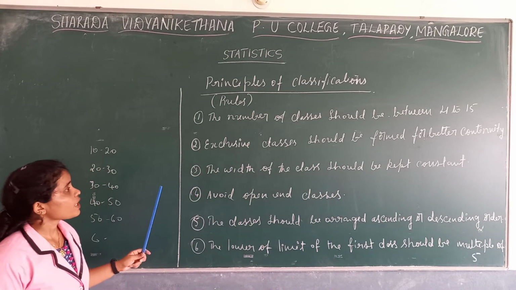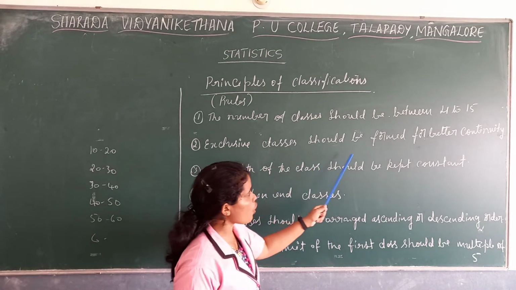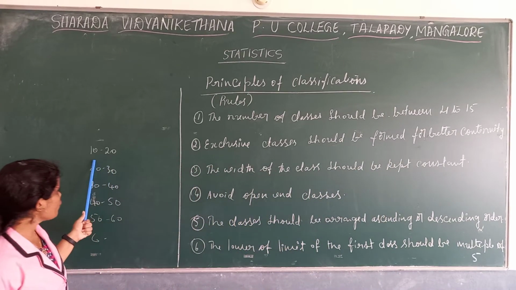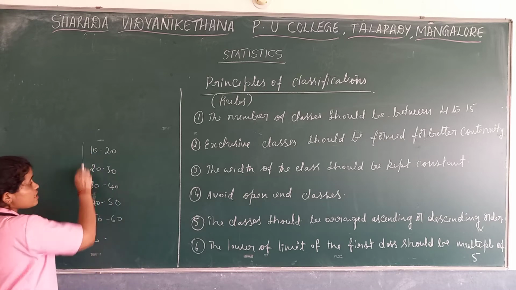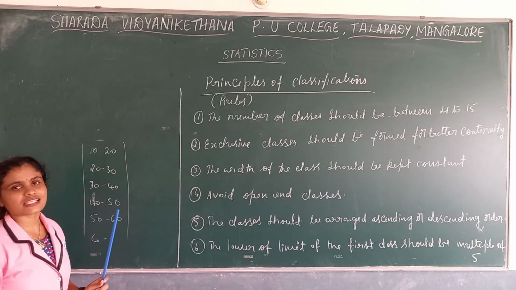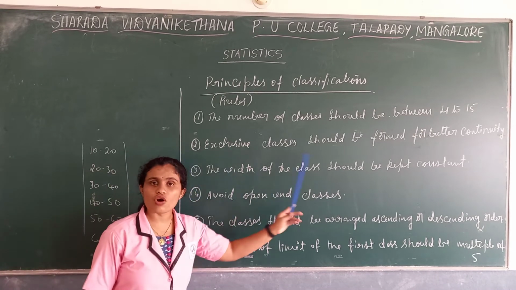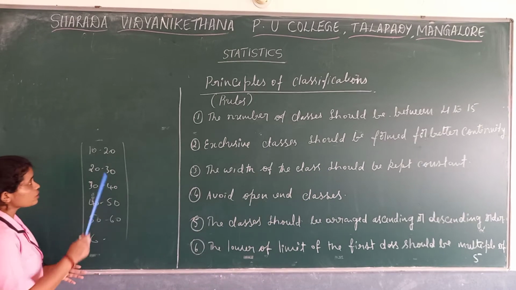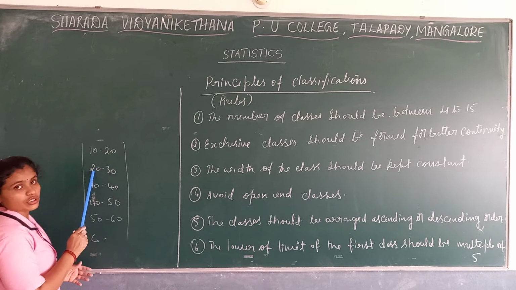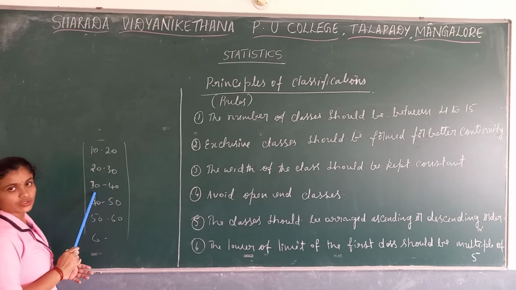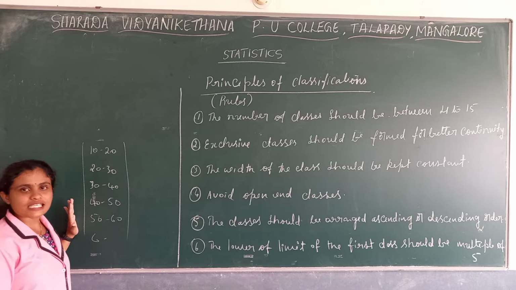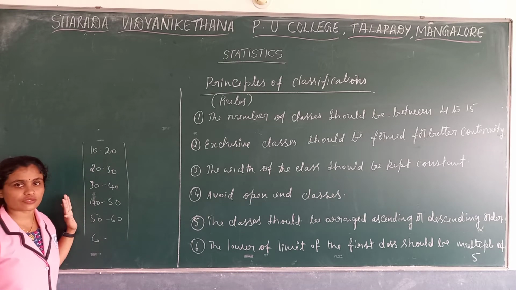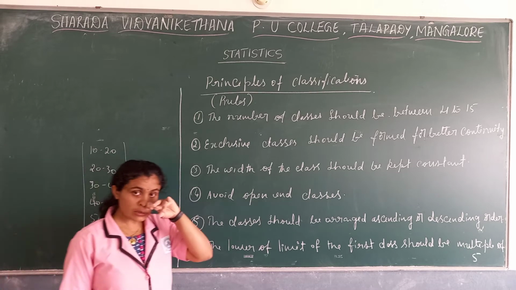Now next one. Exclusive classes should be formed for better continuity. As I said, there are 2 kinds of classes. Which kind of class is this? This is exclusive class intervals. It is better to form exclusive class intervals for better continuity. Better continuity means 10 to 20, 20 will continue here, 20 to 30, 30 will continue here. So it is better to form this kind of class interval so that calculation will be easy rather than with inclusive class intervals.